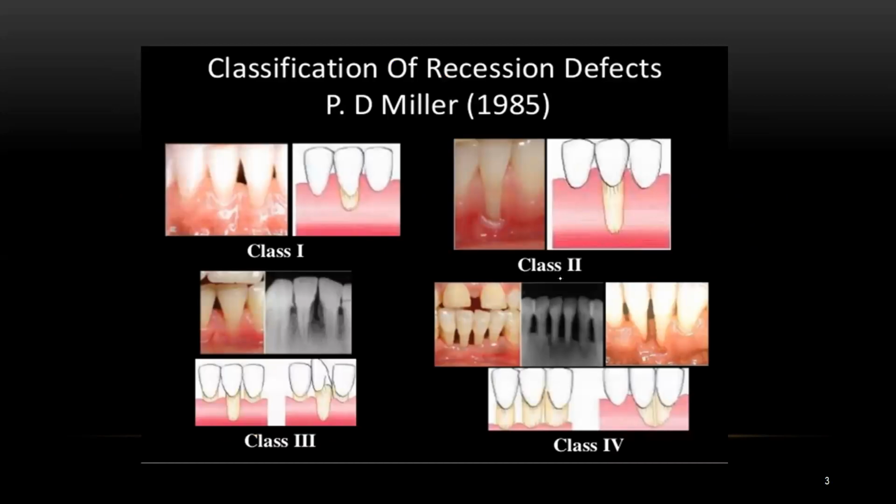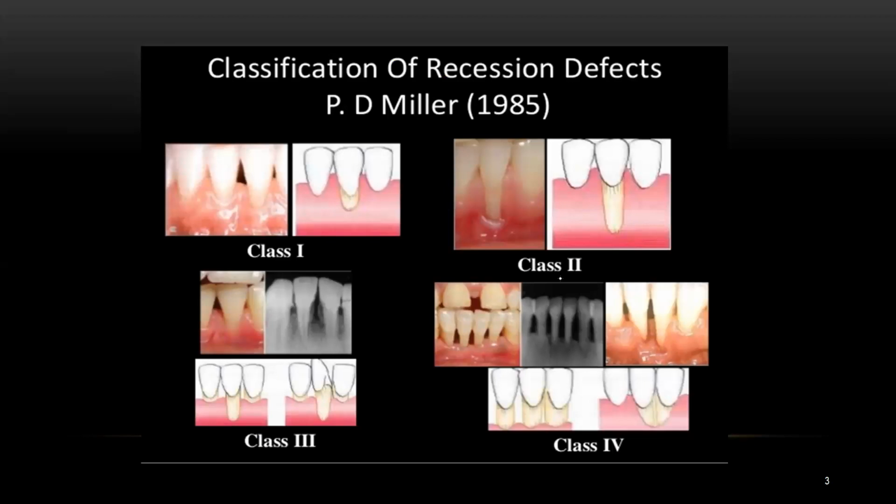The classification of recession defects was given by P.D. Miller in the year 1985, which states that class 1 is marginal tissue recession, which does not extend to the mucogingival junction and it is not associated with alveolar bone loss in the interdental area. Class 2 is marginal tissue recession, which extends to or beyond the mucogingival junction and is not associated with alveolar bone loss in the interdental area.